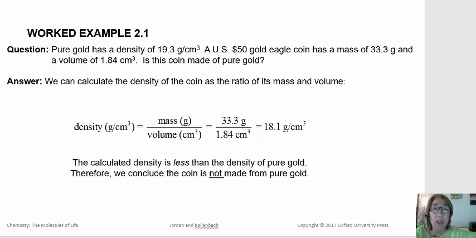So here is the solution. We are going to calculate the density of this gold coin since we're given the mass and we're given the volume, and we'll compare it to the density of gold. So 33.3 grams divided by 1.84 centimeters cubed is equal to 18.1. Now, our calculator will do the computation, but you have to make sure you have the correct unit. So the unit for density is mass over volume. So 18.1 grams per centimeter cubed. We compare this to the density of pure gold and realize it's not the same, so this gold coin is not pure gold.